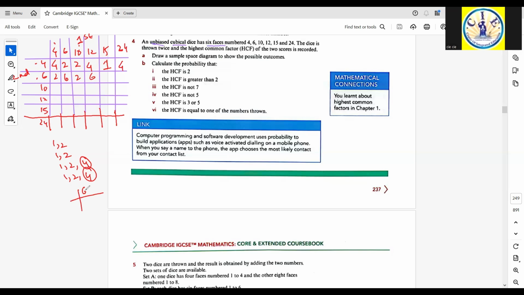Okay, let me do it like this. 2 3s are 6, 2 6s are 12, and then 3 1s are 3, 3 2s are 6. So the HCF is 6. That's what I've written.